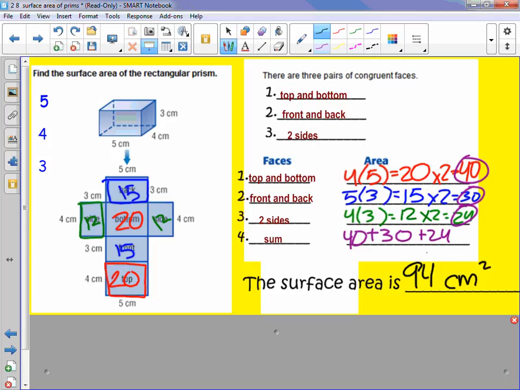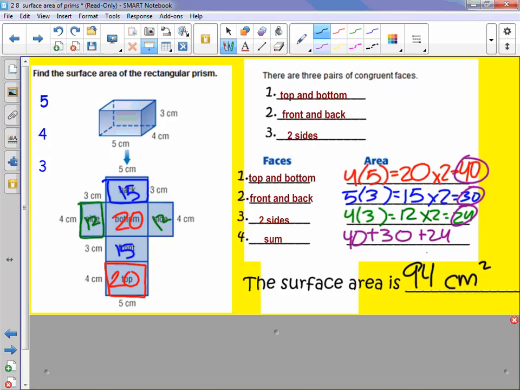Remember, surface area. Area means your units are going to be squared. So the surface area is going to be 94 centimeters squared.